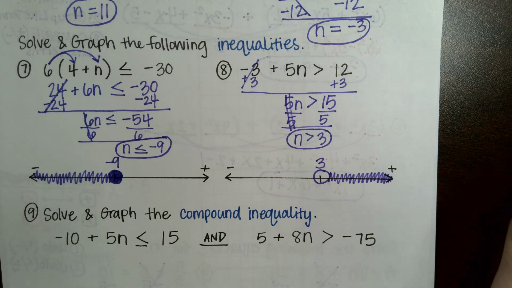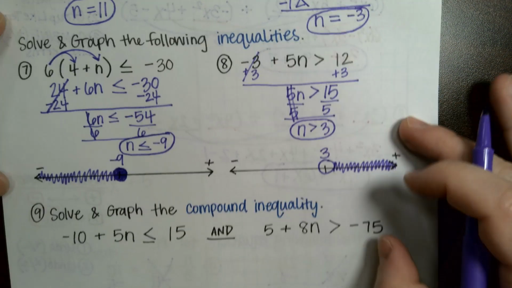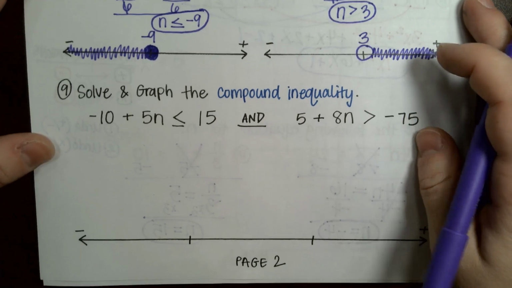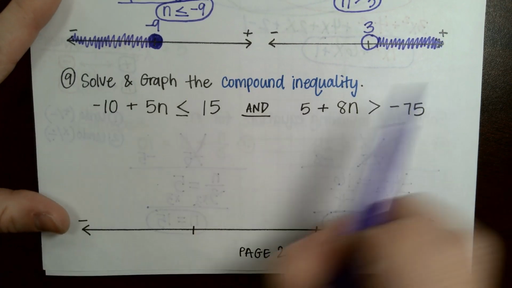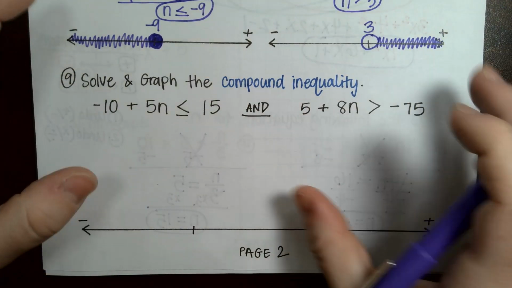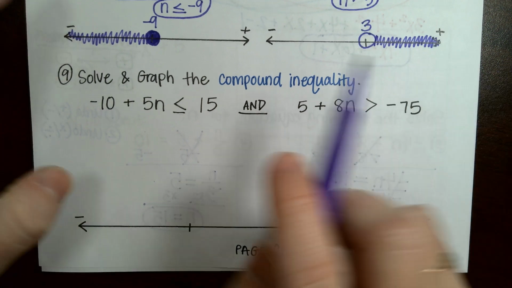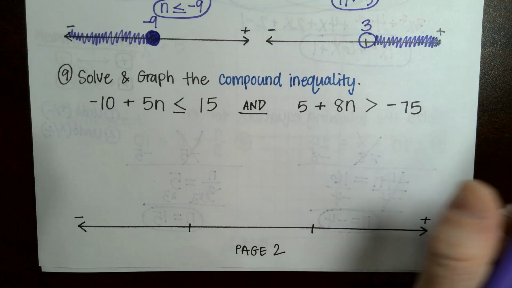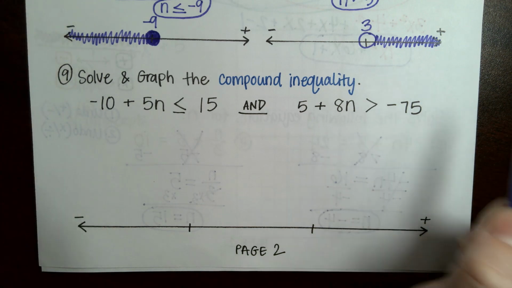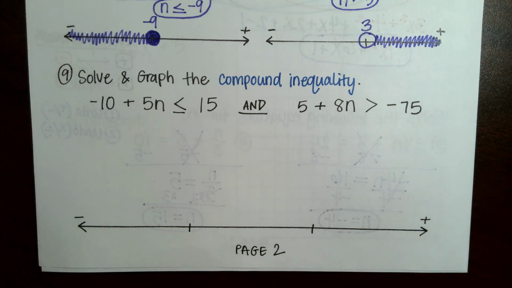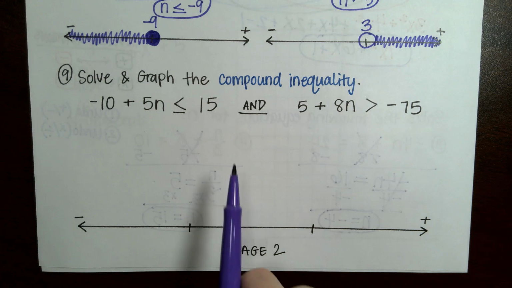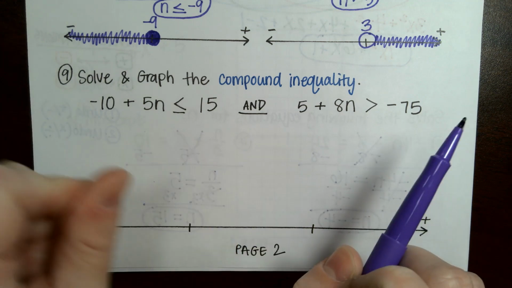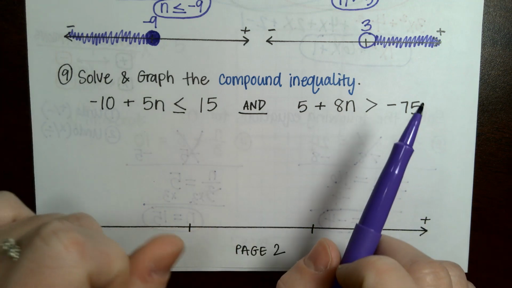Good. Okay, we ready for number 9? Yeah, let's do it. Okay, so we have a compound inequality here. Same thing I'm going to tell you on your final. Doesn't mean that you're going to get another and. You might have an or compound inequality. So just keep in mind what the difference is there. Do you guys need any sort of refresher on the difference between an and inequality and an or inequality? Or you guys feel good about that?